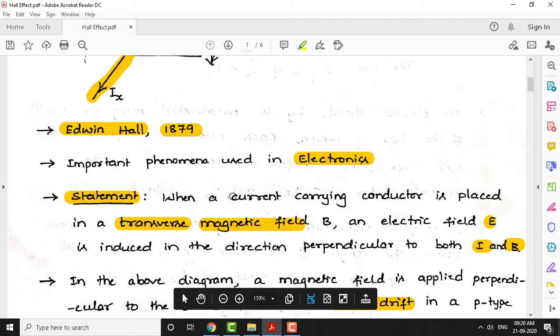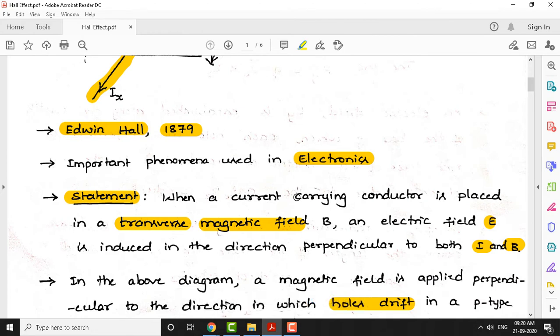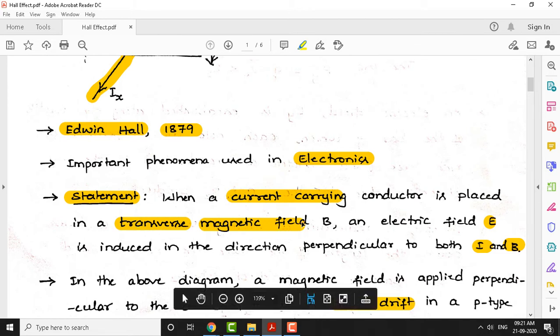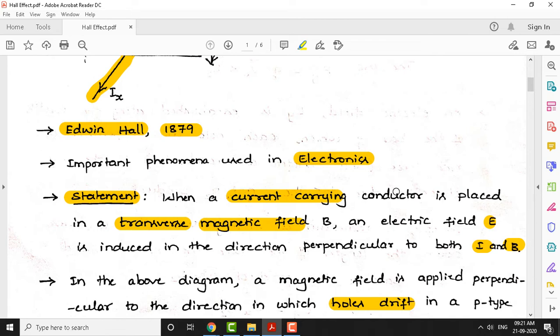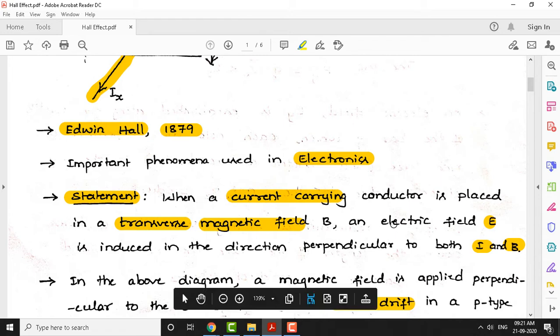So when a current carrying conductor, that means you are placing a current carrying conductor. Already, you should have a conductor that carries the current, and you are placing that conductor perpendicular or transverse to the magnetic field. There should be a magnetic field in the area where you are placing the conductor. If you do that, an electric field E gets induced, and the direction of this electric field is perpendicular to both the current as well as the magnetic field. I hope you understood the statement.